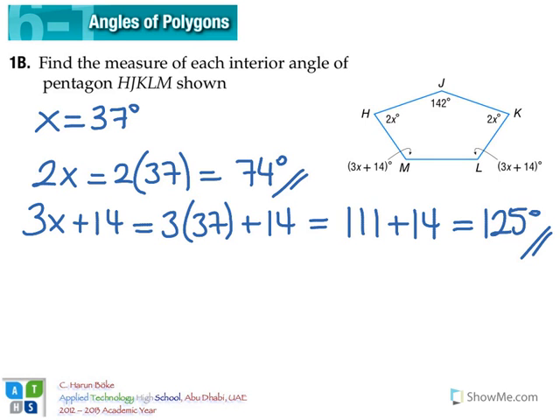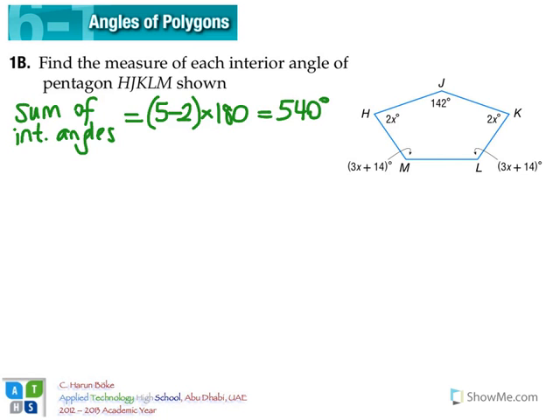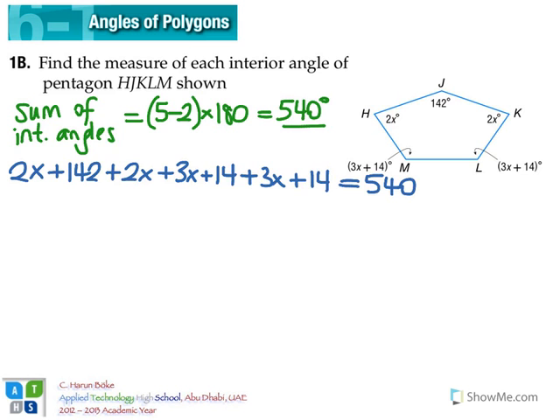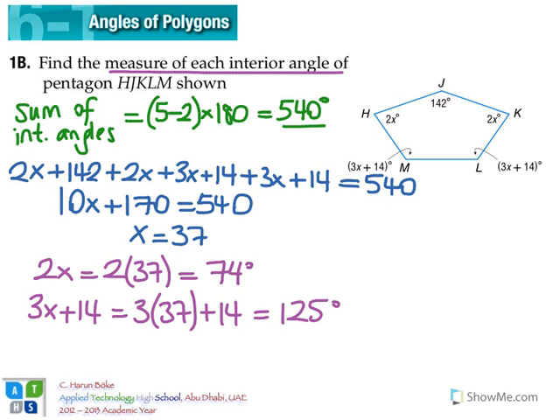So if we summarize, first we find the sum of interior angles from the formula. Then we add the interior angles given and equate it to the sum of interior angles that we found. Then we simplify the equation and solve for x. Now the question asks me to find the measure of each interior angle. So what I did is to substitute the value of x into the expressions given in the figure, so that I find each interior angle.